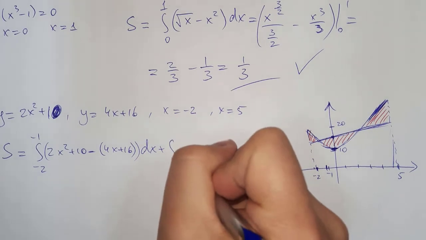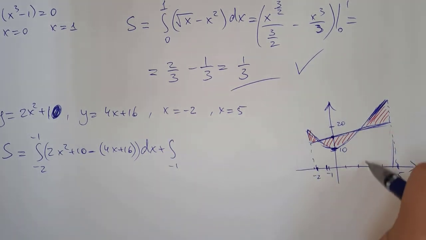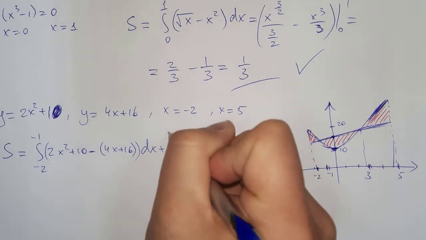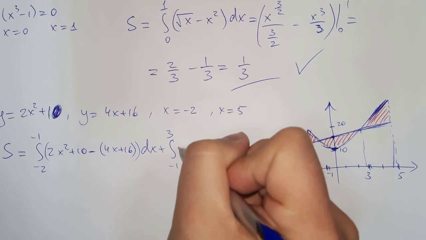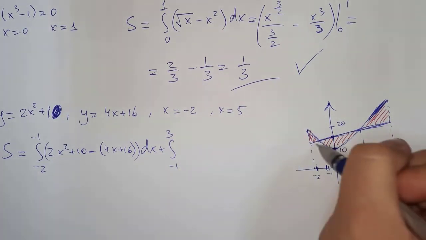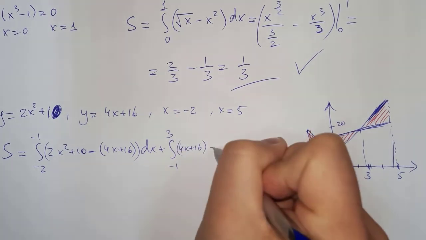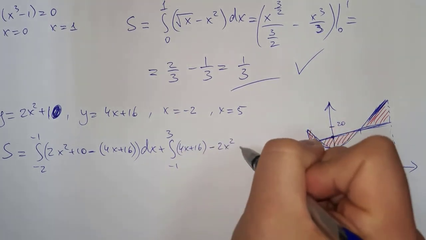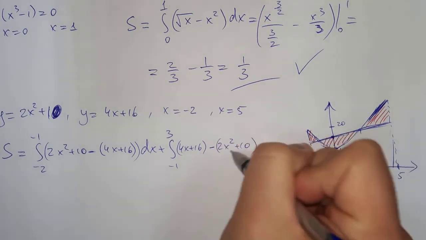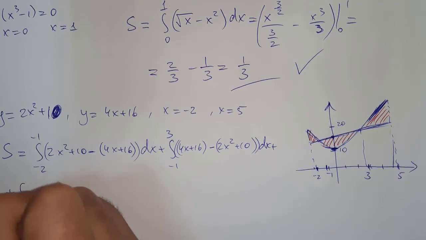The next integral will be from -1 till 3. This point is 3. So here the upper function is the straight line, this one, yeah? 4x plus 16 minus 2x squared plus 10 dx, and plus the last integral.